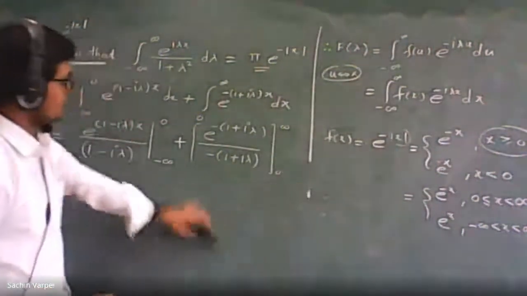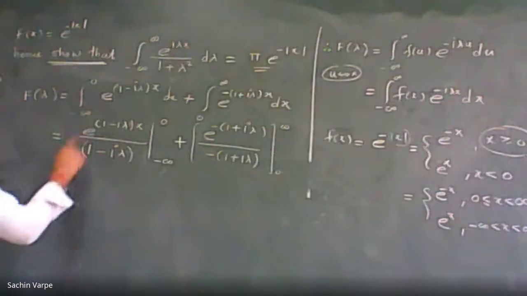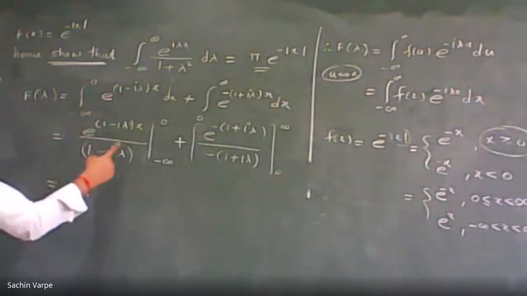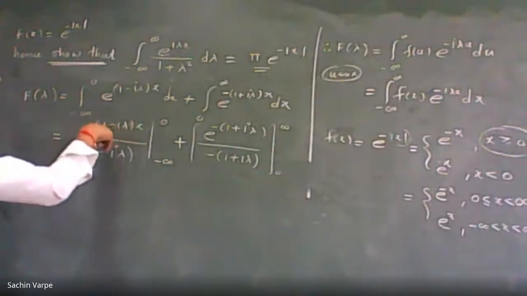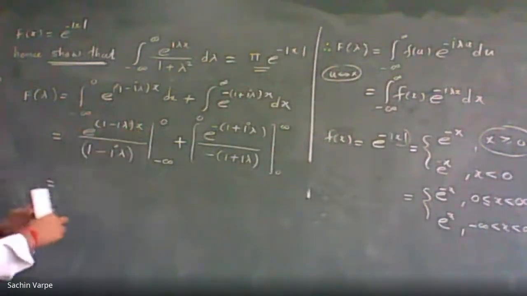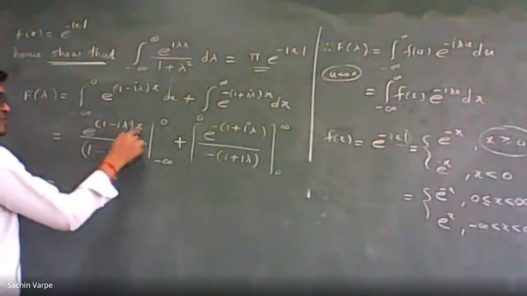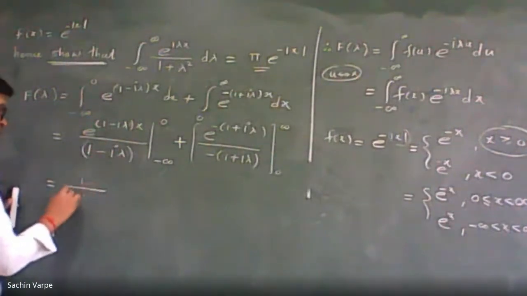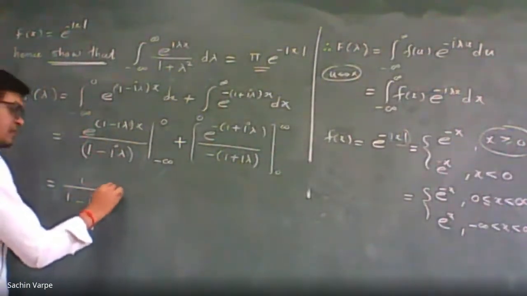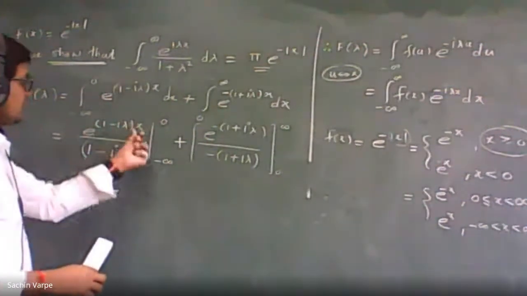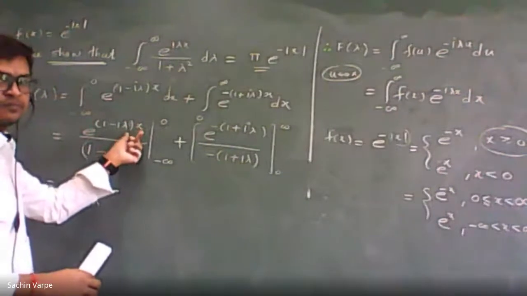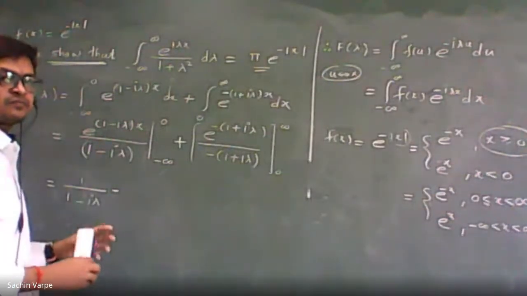You can ask your doubts in the chat box also. So what will be the function value at the upper limit? X is equal to 0. See, the variable is x, so that is why we are substituting the value of x, not lambda. Remember, please don't get confused. So when x is equal to 0, e to the power 0 is 1. So 1 upon 1 minus i lambda. Minus the function at the lower limit. When x is minus infinity, e to the power minus infinity is 0, right? So this will be 0.